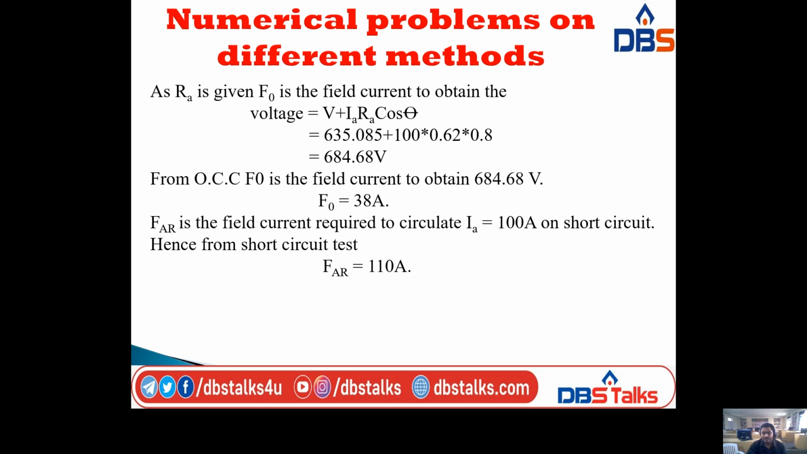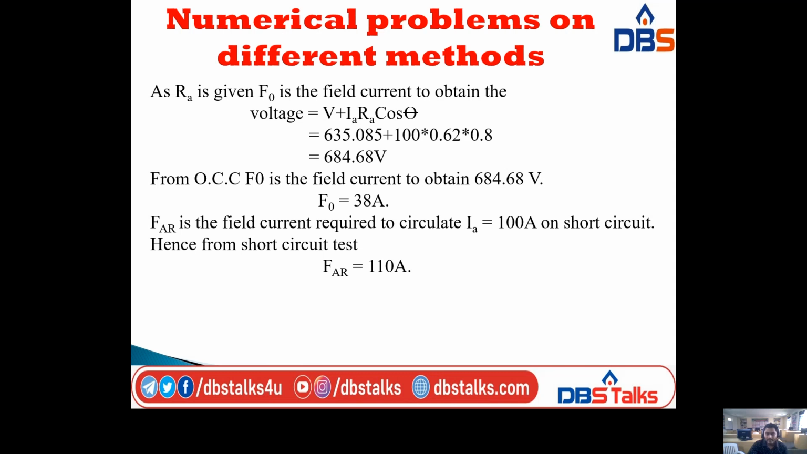From the OCC curve, that is from the graph, we have to calculate the F naught value. The formula to calculate the voltage is V plus IA RA cos phi. From the problem, they already gave the line voltage, and from that I take the phase voltage, 635.085, plus IA, which is 100 amperes, into RA, 0.62, into cos phi, the power factor, 0.8. Finally we have 684.68 volts.